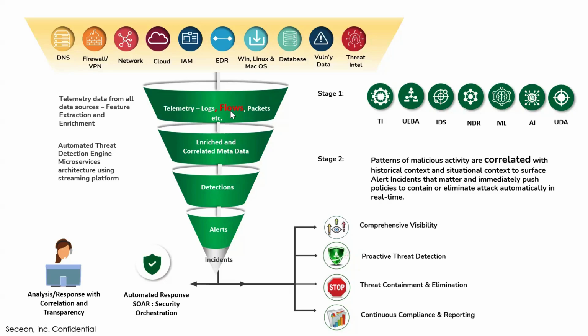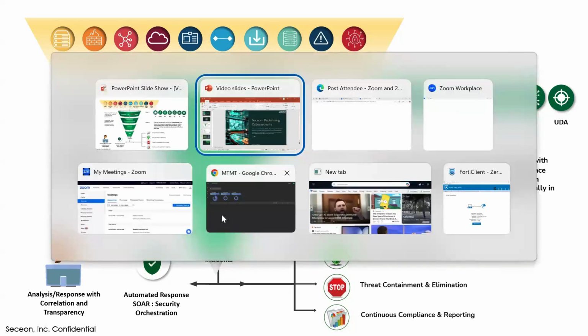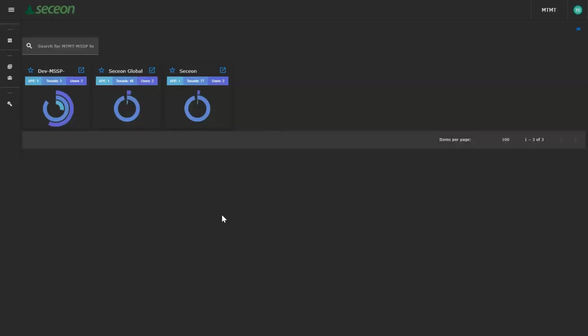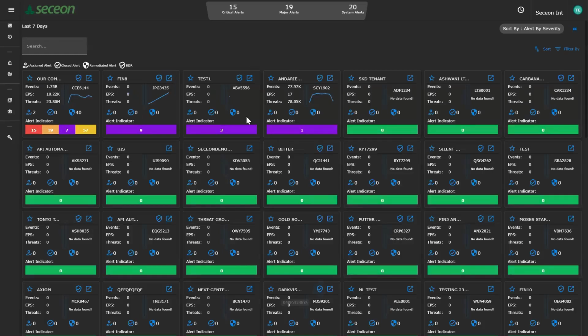Okay, let's jump into the actual platform. So here we're starting at the high level. We have a master MSSP level where if you're a customer that has many MSPs under you, you can actually have one screen where you can see each of them at the highest level and then zoom down into them. So you would click on this box and that would take you into that particular MSP. And now you're going to see all of its tenants.